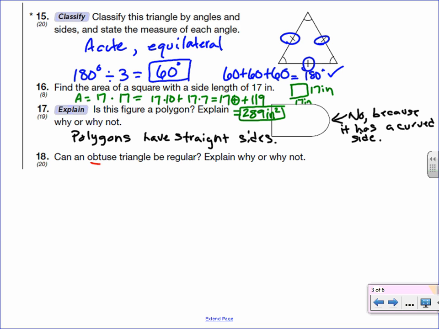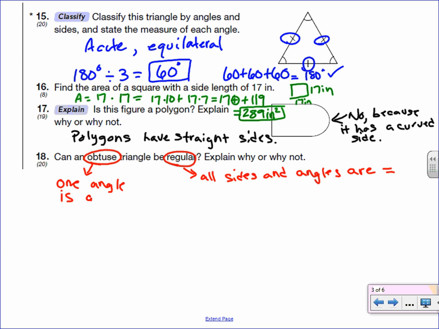Can an obtuse triangle be regular? Explain why or why not. The word regular in terms of polygons means all sides and angles are equal. Now, an obtuse triangle means one angle is greater than 90 degrees. So if you picture it, an obtuse triangle would look something like this.